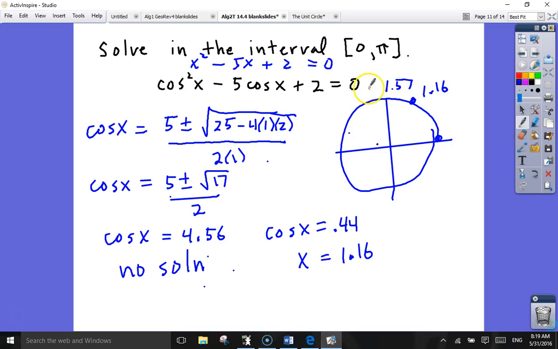But it said it answers only in between 0 and pi. Okay, so we got that one. Do we have any others? If I drop down here, I would get another value of cosine right there. But that's not between 0 and pi. So the only answer is 1.16. Done.